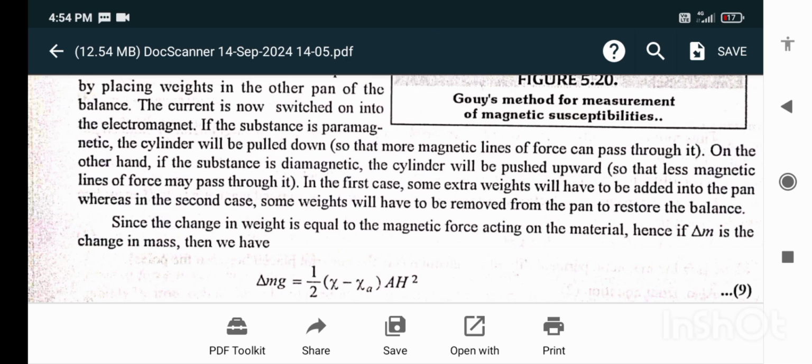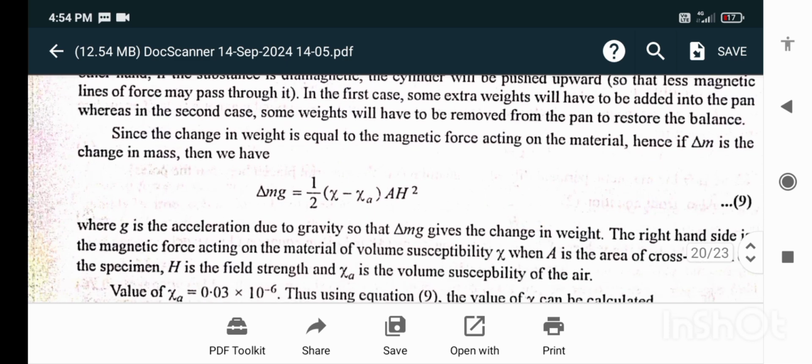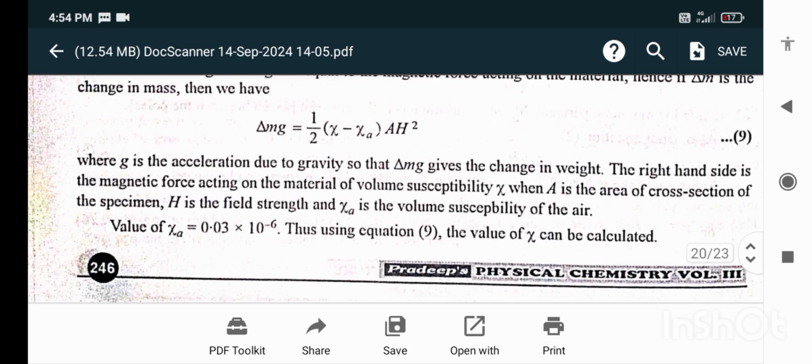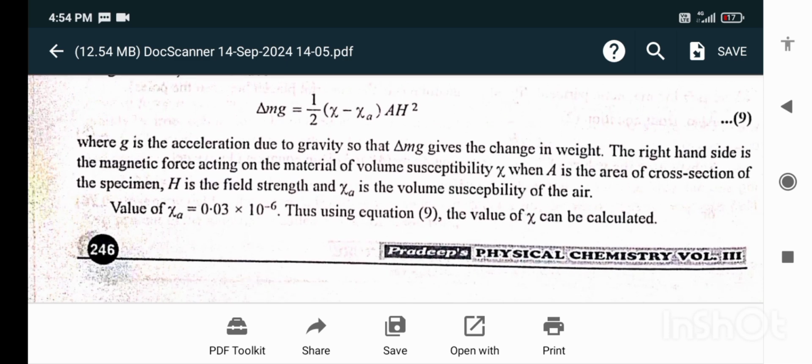Since the change in the weight is equal to the magnetic force acting on the material, if delta m is the change in the mass, where g is the acceleration due to gravity, then delta m g is equal to one half times (susceptibility minus susceptibility of air) times A H squared. Delta m g gives the change in the weight. The right hand side is the magnetic force acting on the material of volume susceptibility chi, where A is the area of cross section of the specimen, H is the field strength, and chi A is the volume susceptibility of the air.